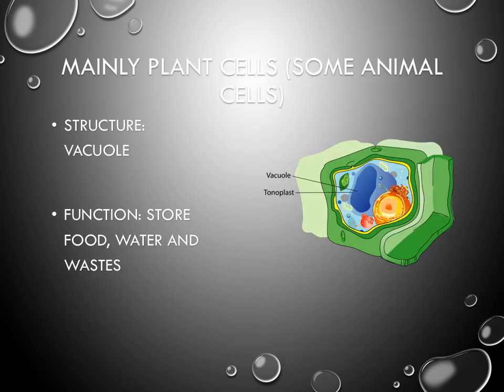Okay, next structure. These are mainly just in plant cells. Some animal cells have them, but for purposes of our studies, we're just going to say that they are mainly in plant cells. The vacuole. The vacuole is the big part, the big organelle in the plant cell. And the function is to store food, water, and wastes.